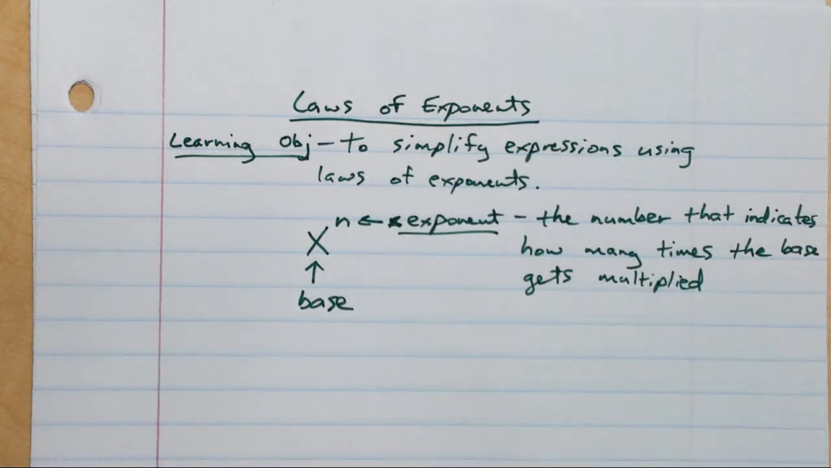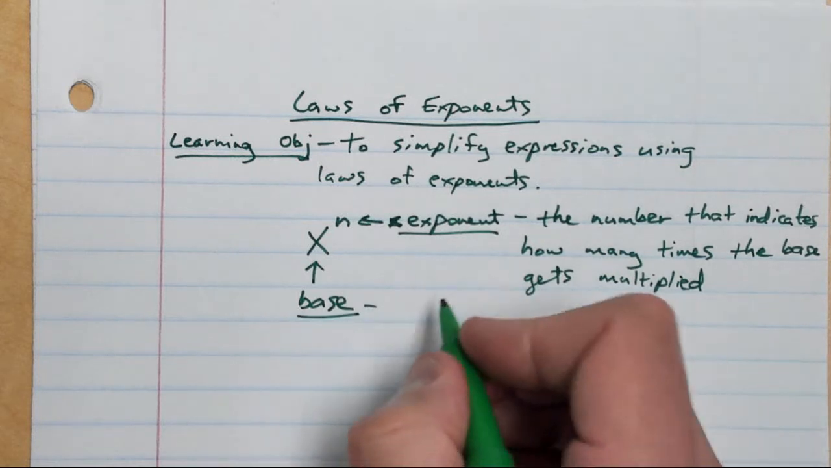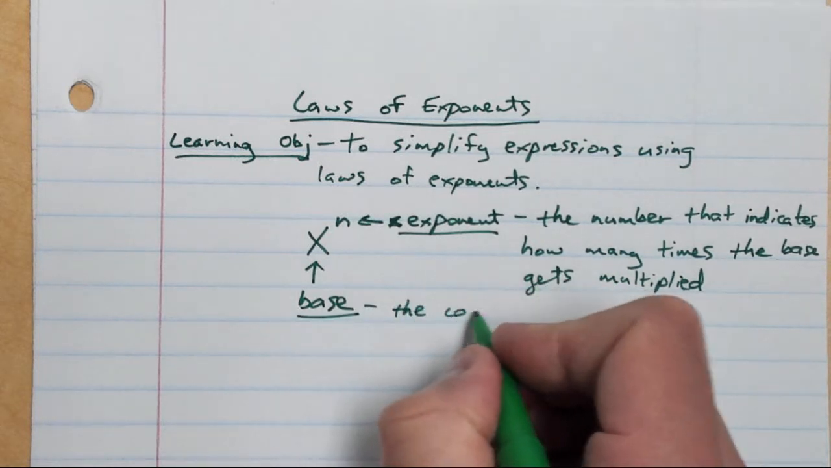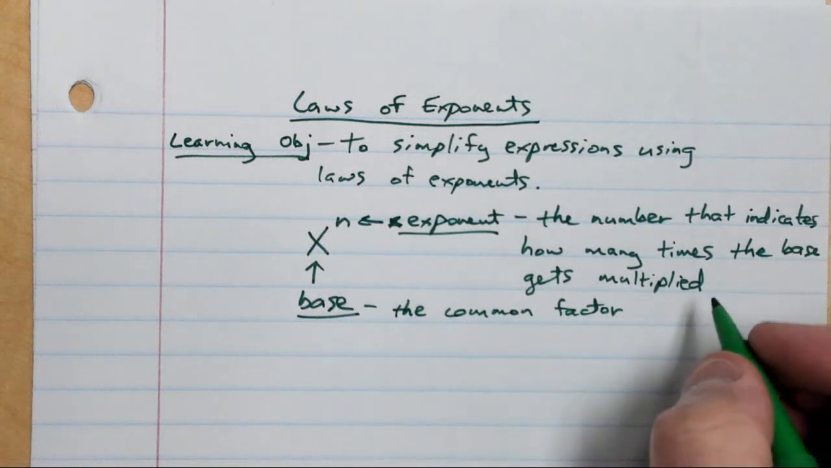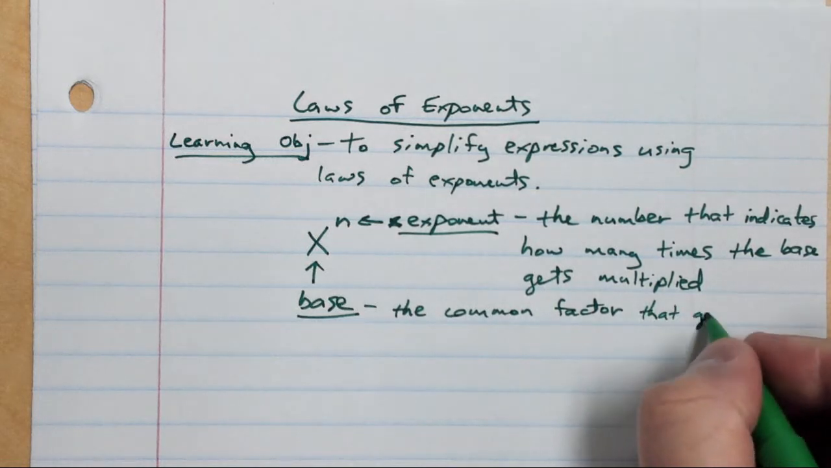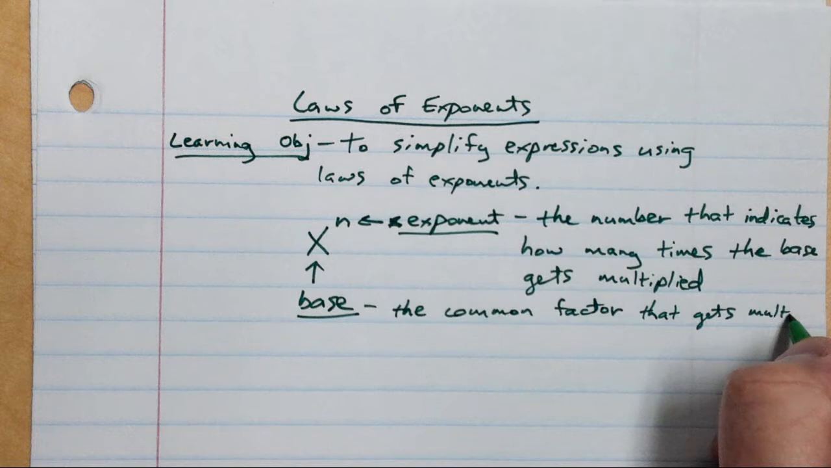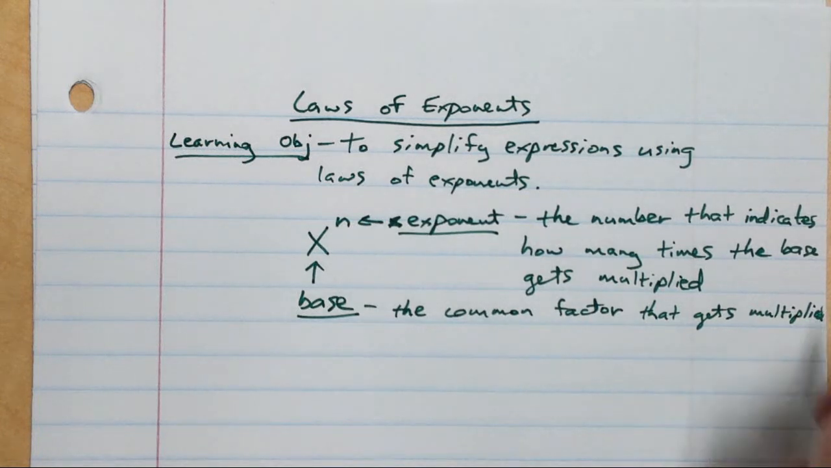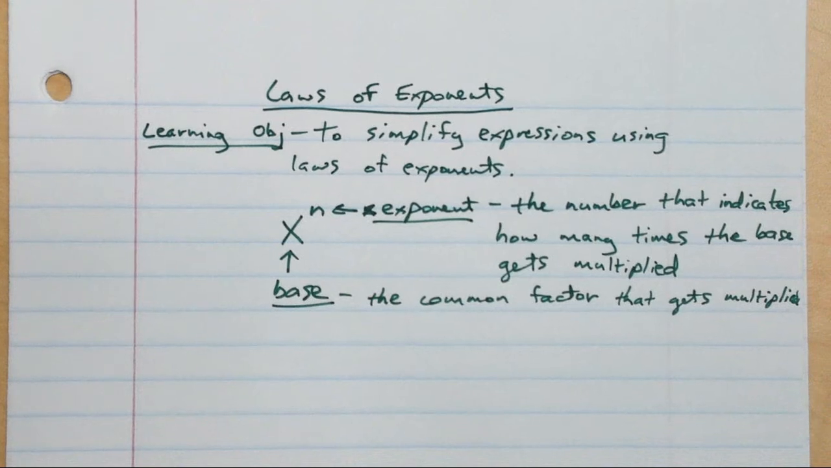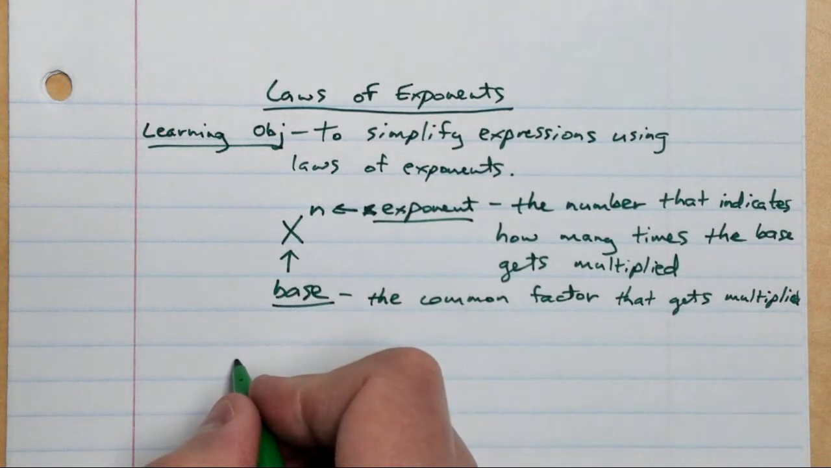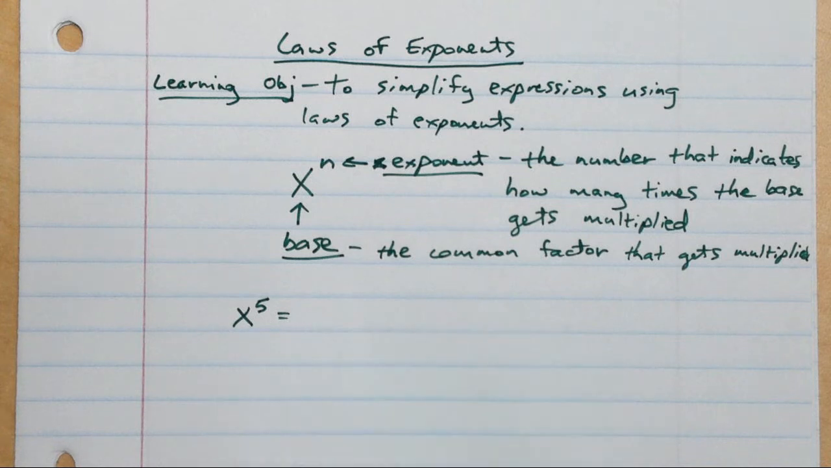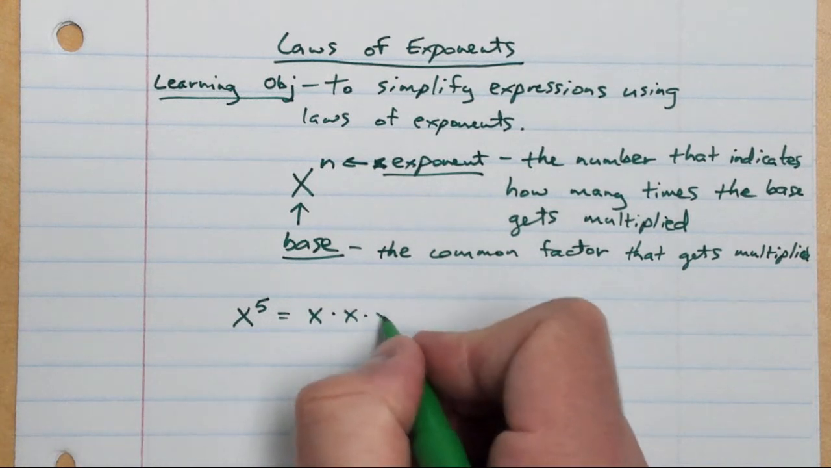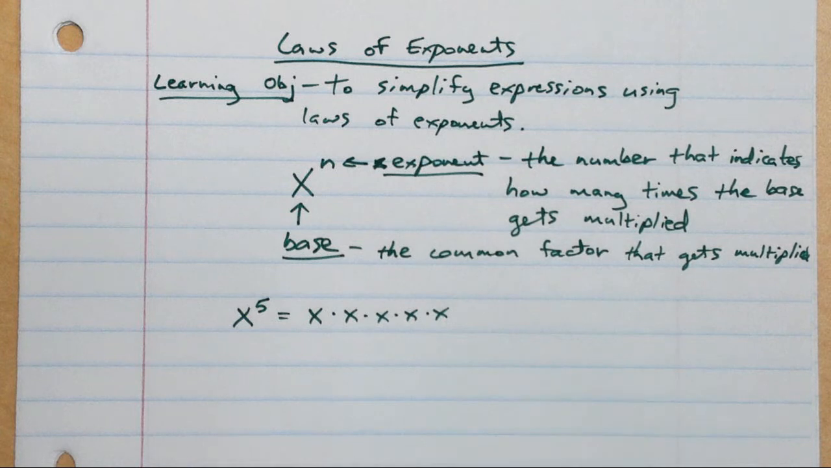And I'll do an example to explain what that means. And then the base is the common factor that gets multiplied. And so for an example, I have x to the fifth power. So the base is x, the exponent is 5. And if I wanted to, I could write this down in expanded form. It's the same thing as x times itself 5 times.